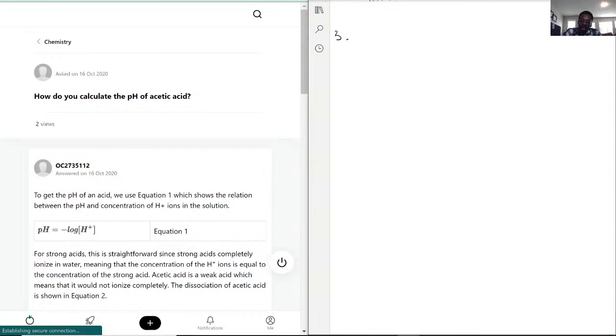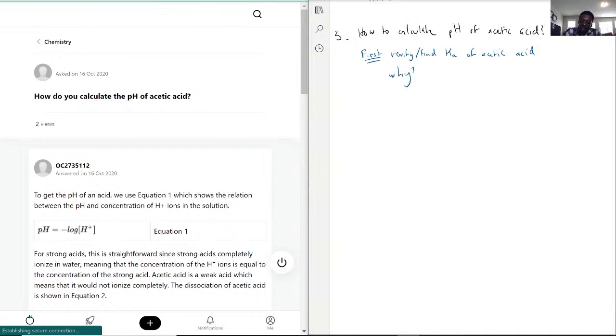So with that being said, question number 3 is how to calculate the pH of acetic acid. Okay, so with that being said, there's actually a lot of steps we need to take to calculate the pH of acetic acid. First step, honestly, I think is the most important, is to verify or find the Ka of acetic acid. Okay, and you're probably asking why?